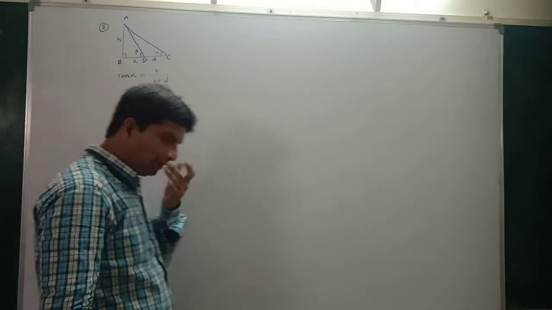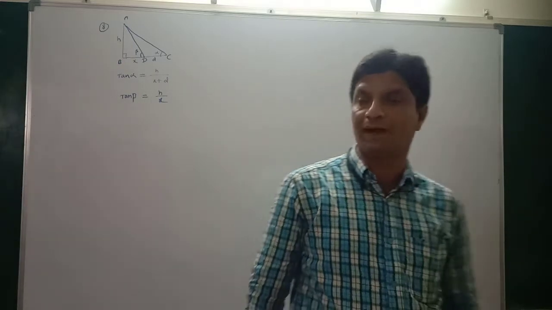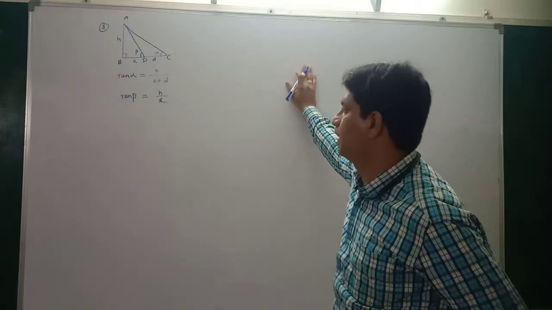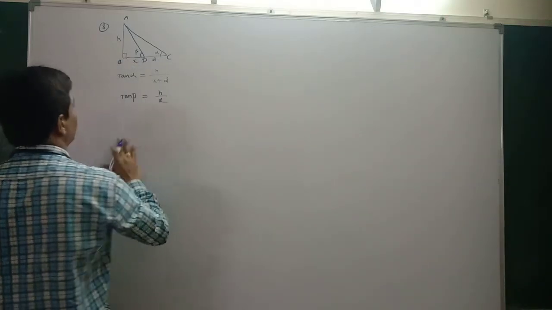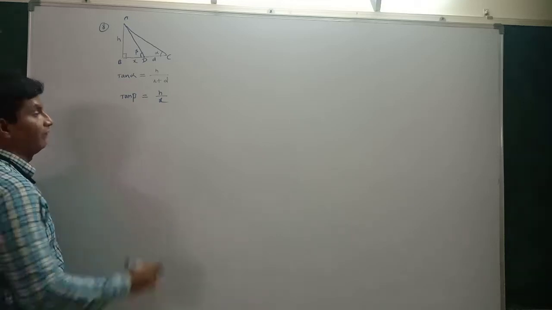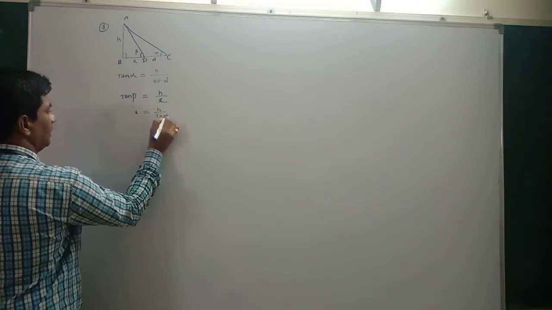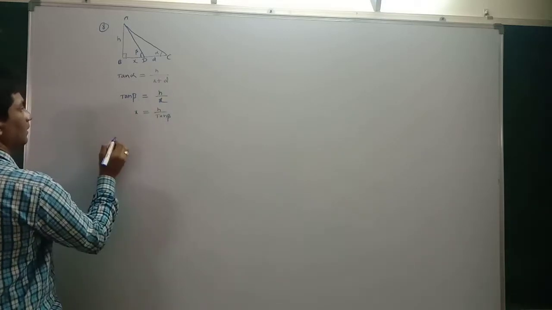Okay. Now what do we have to find? We have to find the value of the height of the object. The h value we have to find. Okay. So from this I am going to eliminate the value of x. x equal to what? h by tan beta. Substitute here.